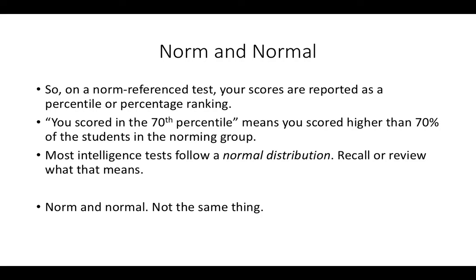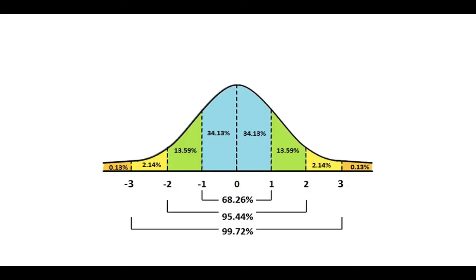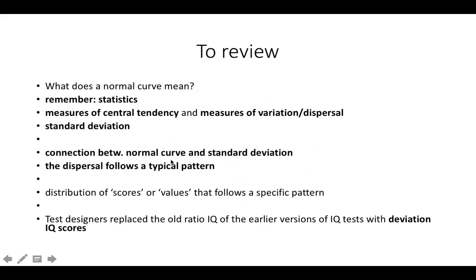A second idea, and it unfortunately has a similar root, is most intelligence tests follow a normal distribution. So there's norm referencing, which is comparison to a group standard, and then there is a normal distribution, which is that things follow that standard of dispersion, that in a normal curve about 68% of the group falls within one standard deviation away from the mean.